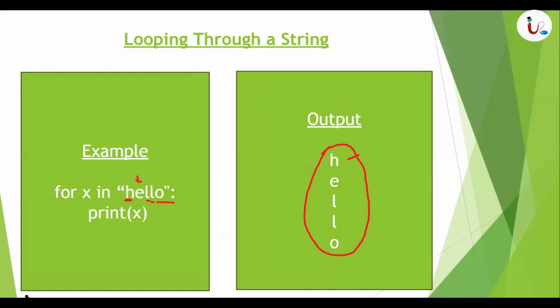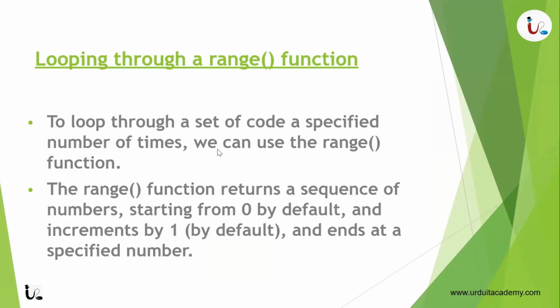All right. Now the next topic, for loop, looping through a range function. Whenever you want to loop through a set of code a specified number of times, we can use a range function. The range function returns a sequence of numbers starting from 0. If you are not providing the starting number, it will start from 0 by default, and increment by 1. If you are not providing a value to increment, by default it will be incremented by 1, and it ends at a specified number.